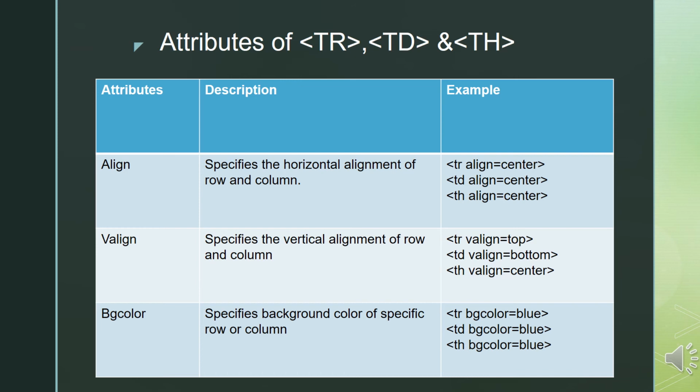The last attribute which is common to TR, TD and TH is BG color. As you know, BG color specifies the background color of a specific row or column. So if you want each row or each column to be different in color rather than the table color, then you can set BG color for each TR or TD. Again, you can set the color name or the color code as BG color.